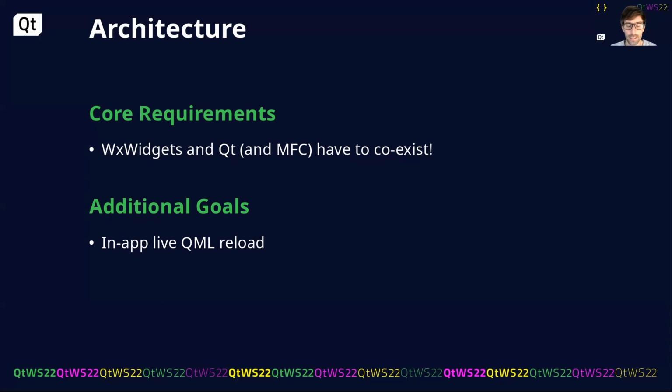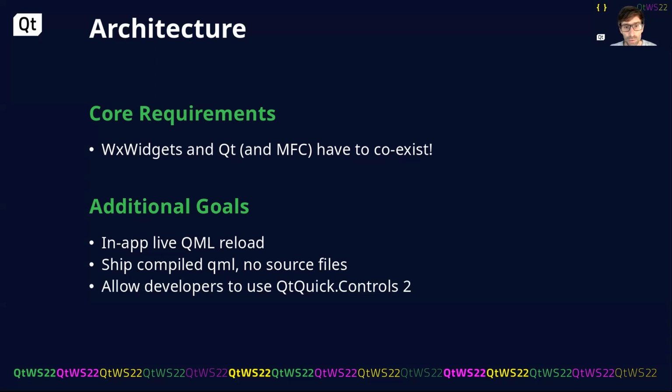We want to have this inside of BricsCAD. So we want to have the QML that's really inside of the application coupled to the rest of the backend, and we want to have live reload there. We also want to ship compiled QML. We don't want to ship source files. And we want to allow developers to use Qt controls too. This is a bit unrelated to the other topics. I will come back on that later.